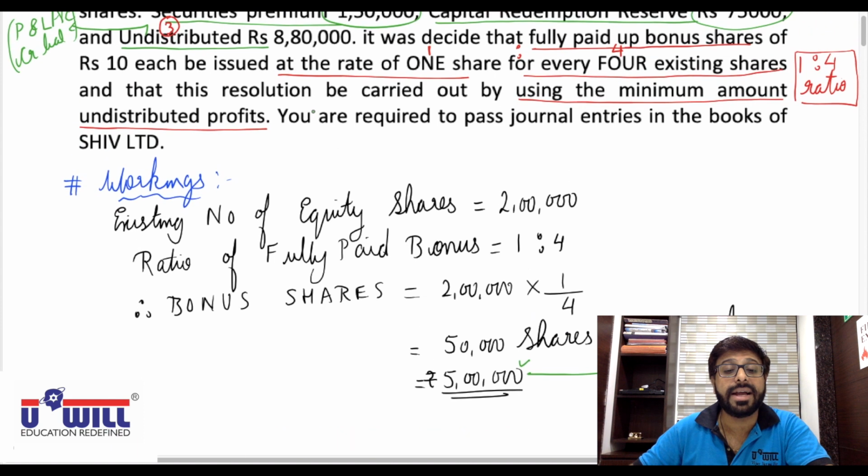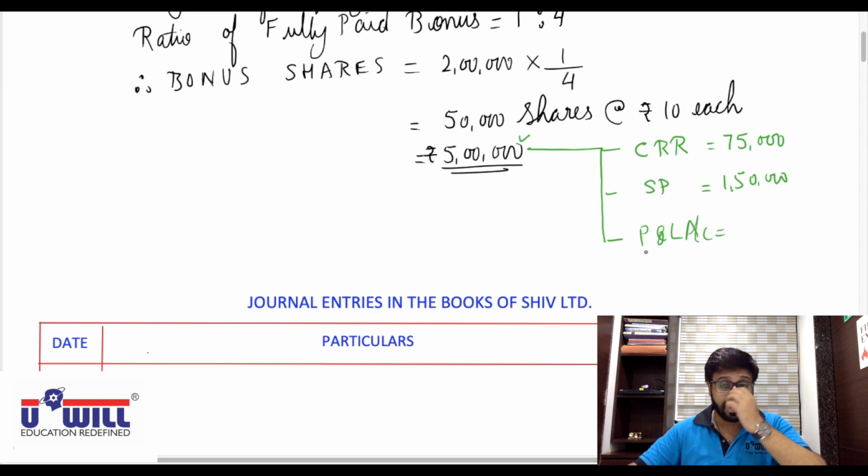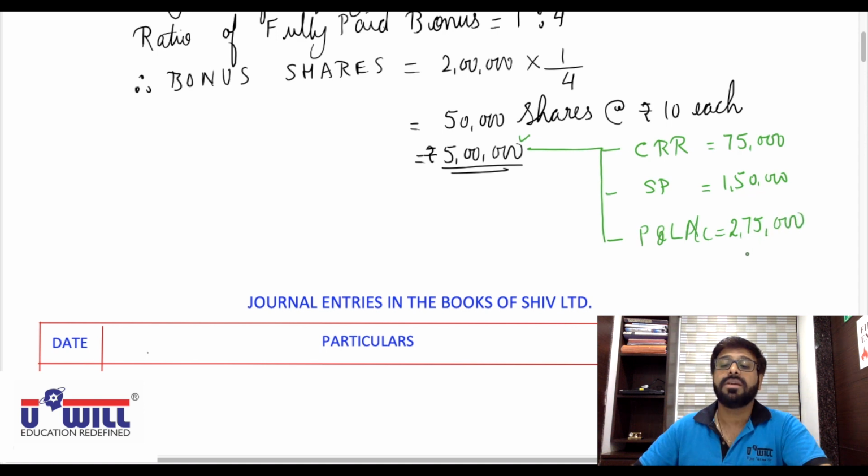And third priority, undistributed profits, means P&L account. So whatever balance amount remains, that we will take from P&L account. So from 5 lakhs, if you subtract 75,000 and 1,50,000, means 2,25,000, the remaining 2,75,000 we have to take from profit and loss account.